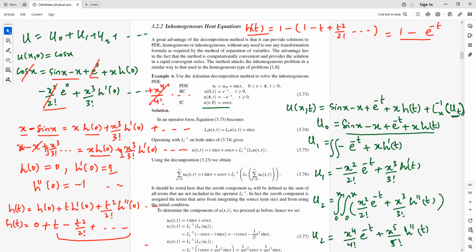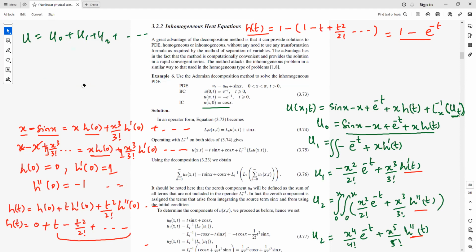Now we can plug in the values here, right? So now let us erase this to solve it further. Now u equals u naught, so that is sine x minus x plus e to the power negative t, plus x times h of t, that is 1 minus e to the power negative t.